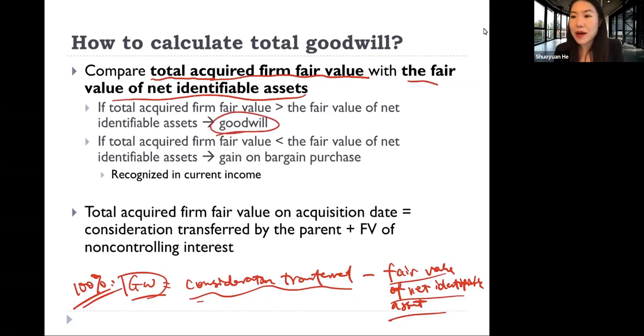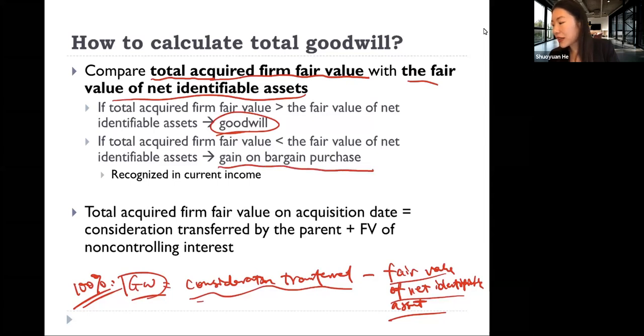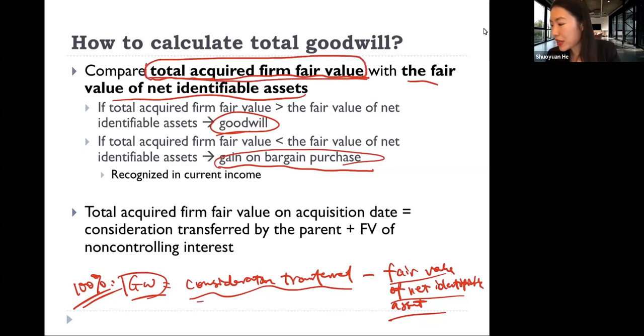In a few situations, when the parent is paying less, the total acquisition fair value may be less than the fair value of the net identifiable asset of the acquiree. Then the difference is called a gain on bargain purchase. So the keyword and the concept which is new here is total acquisition fair value. What is the total acquisition fair value?